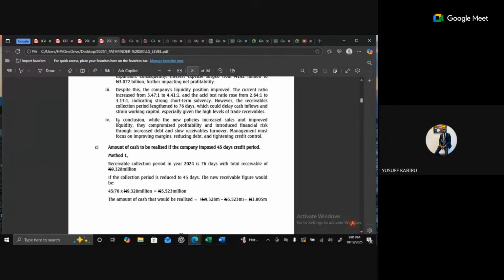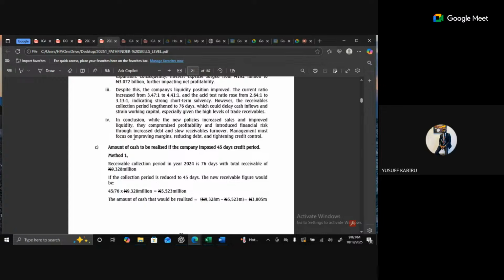The next one says, in conclusion, while the new policy increases sales and improves liquidity, it compromises profitability. And profitability is usually the very first thing that every investor would want to consider when determining whether to invest in a company or not, right? And it introduces financial risk through an increase in debt. By increasing that debt, you are exposing yourself to financial risk, basically, and particularly liquidity risk. You're exposing yourself to that risk, right?